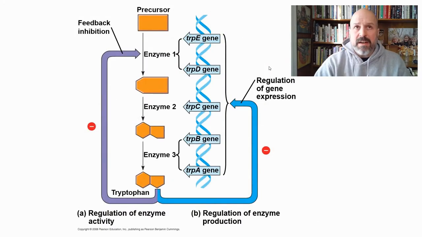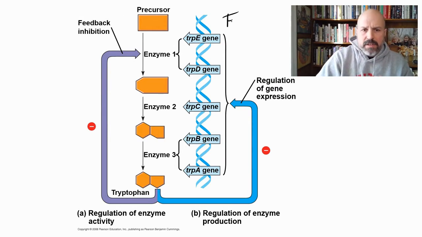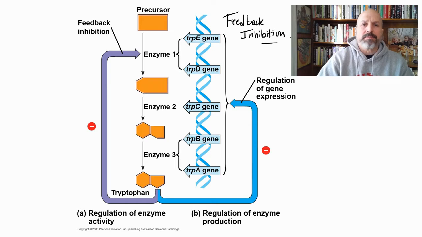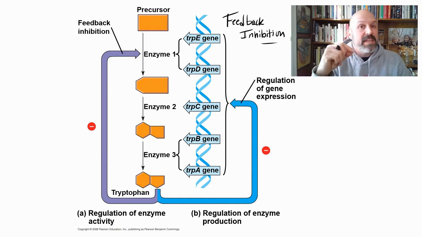To begin to understand how all of this is going to operate, we have to go all the way back to what we called feedback inhibition. Feedback inhibition. Meaning, the products, once they're made, go back to the beginning and inhibit their own production. Why? So that you don't make too much.